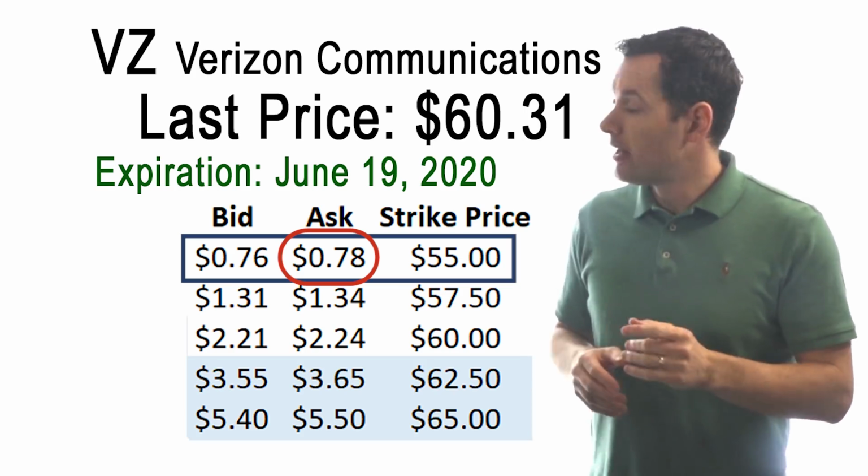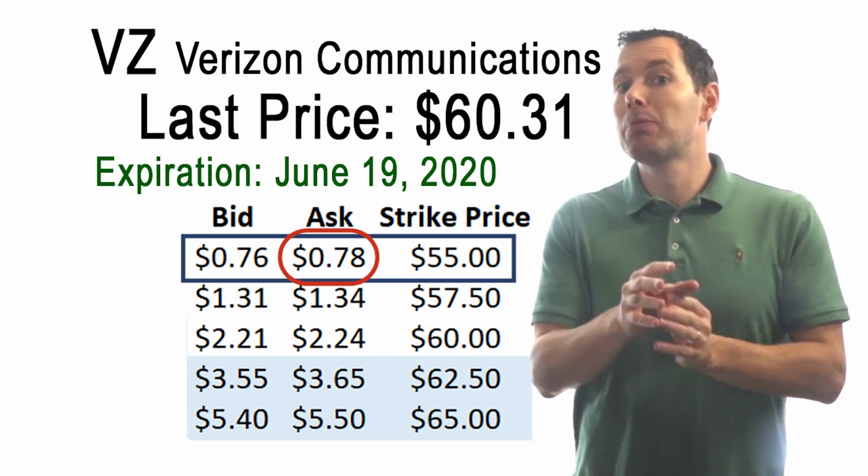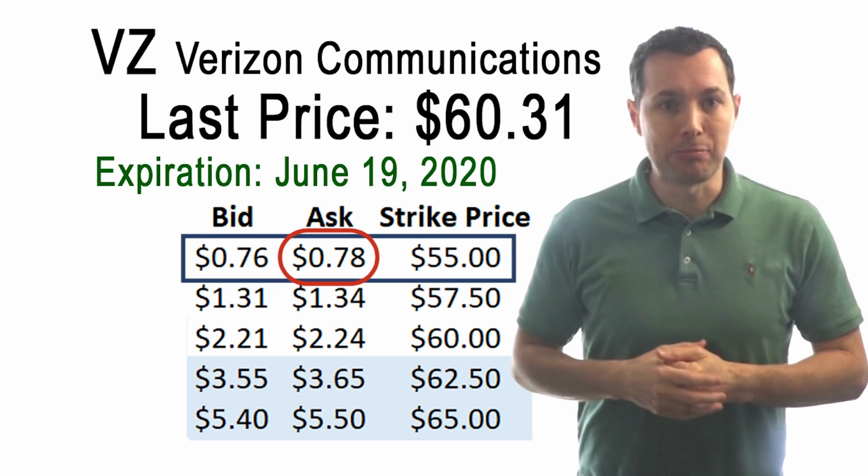Okay, simple enough. Now you might ask, where do they say it's worth 100 shares? They don't. They probably won't. We just have to know that. One option, 100 shares. Move the decimal point over 2 spots.